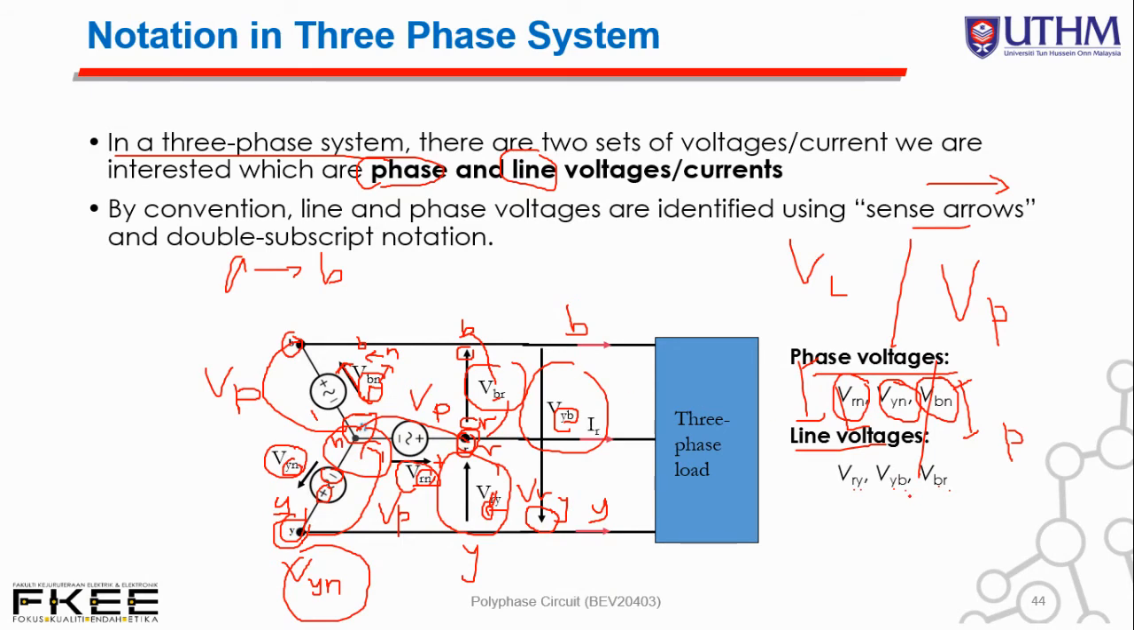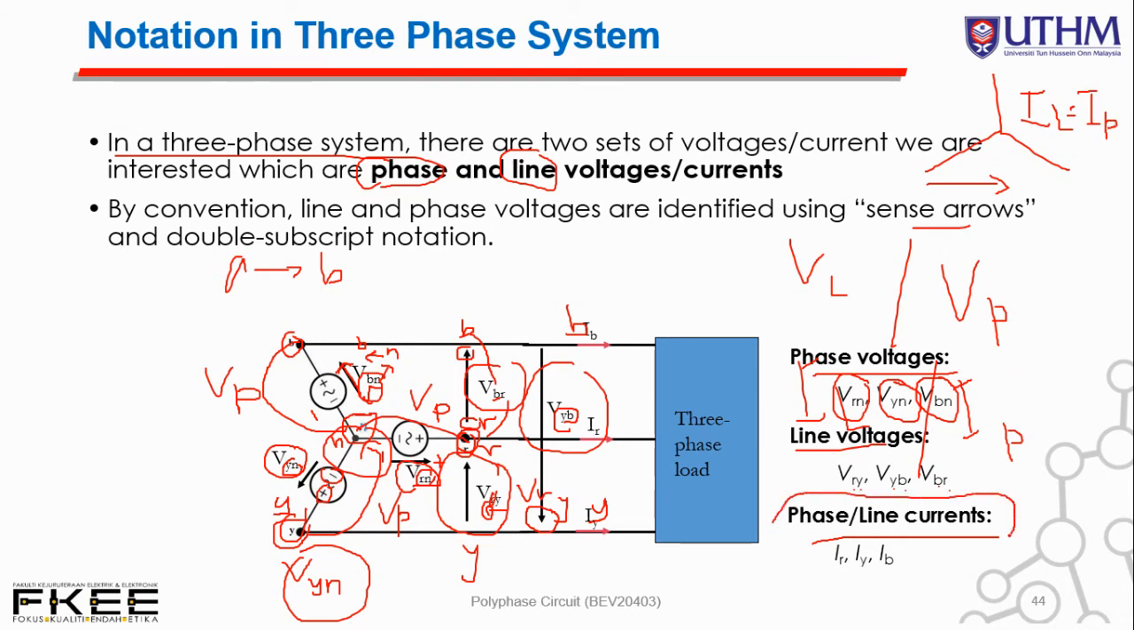So what about current? We have phase and line current. For Y connection or Y configuration, I line is equal to I phase. That's why it is simply written here as phase or line current, represented by the notation IR, IY, and IB. So red, yellow, and blue.